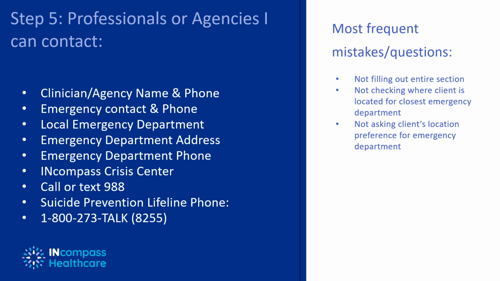So step 5, professionals or agencies the client can contact. And of course, we know that we want to have the clinician agency name and phone number, the emergency contact and phone number, our local emergency department. We want to include our crisis care center. We want to include those phone numbers like call or text 988, the suicide prevention lifeline phone number.